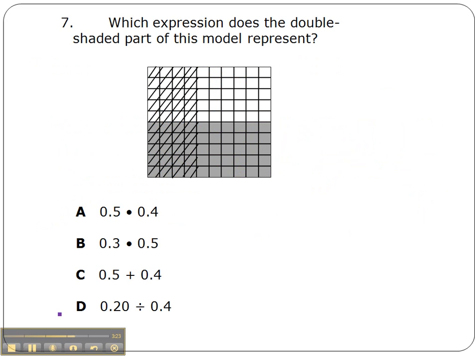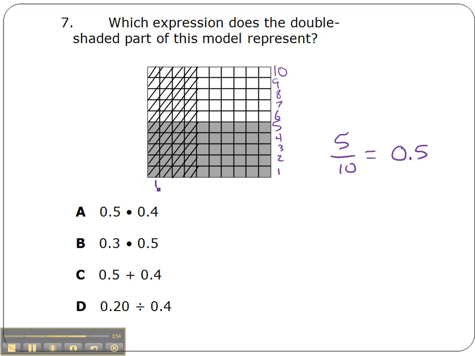Problem number 7. Which expression does the double shaded part of this model represent? This is very much like problem 5 that we did earlier. If we look at our gray rows, we have 1, 2, 3, 4, 5 rows are gray out of 6, 7, 8, 9, 10 rows total. So that's 5 out of 10, which can be expressed as a decimal. If you just read that fraction, it's 5/10. So just write that decimal, 0.5, 5 in the tenths place.